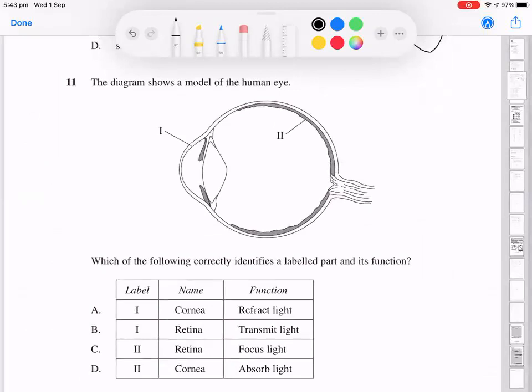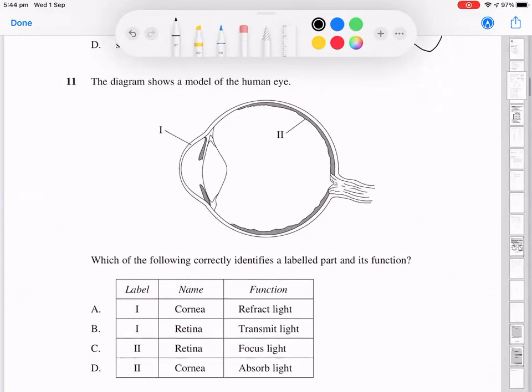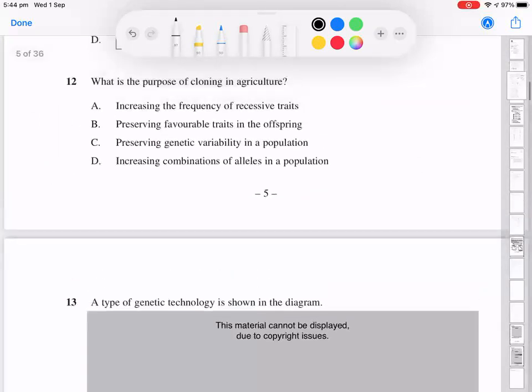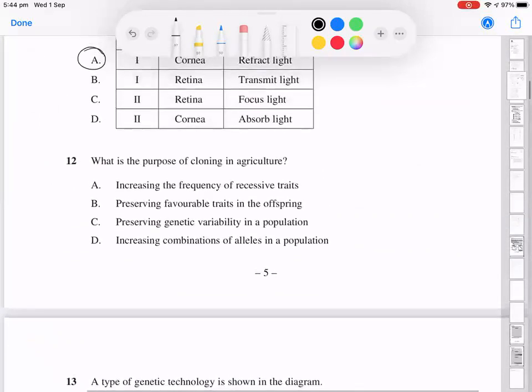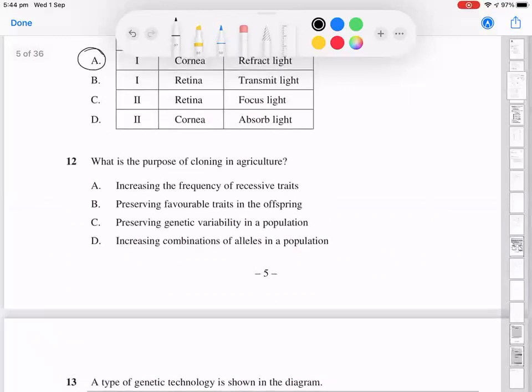For this one, retina and cornea both correctly are a part of this. So the cornea is going to be option I and the retina option II. However, the cornea is refracting light. So option A is correct. And you can actually have cornea transplants. So the purpose of cloning in agriculture, well, it's not going to increase the frequency of recessive alleles.